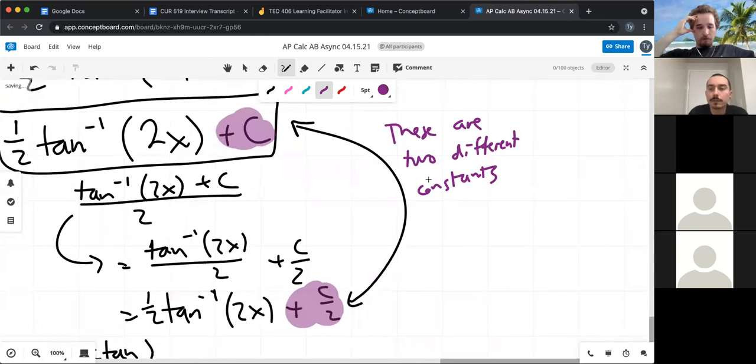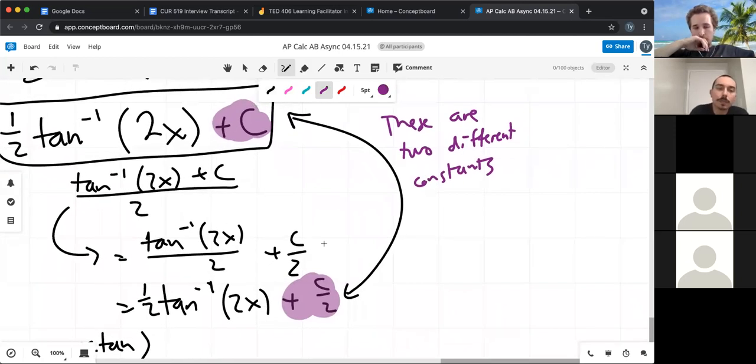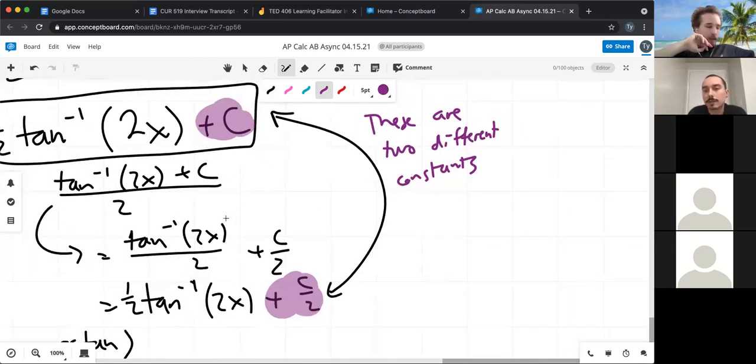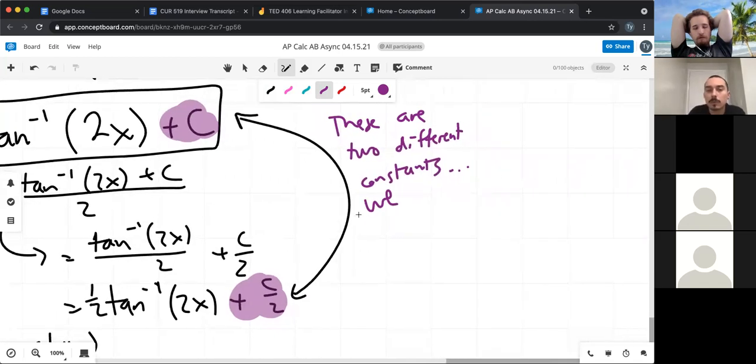So just to finish this off, and then I know Alfonso had a question. Either of these is fine. These are just two different constants. We don't know what the constant is, so maybe the constant was 1 here. If our answer is the half tangent inverse of 2x plus 1, and I wrote it like this, then C would be 1. But if I wrote it like this, then C would be 2. So it really doesn't matter which one you do. Typically, we just use plus C because it's less to write.